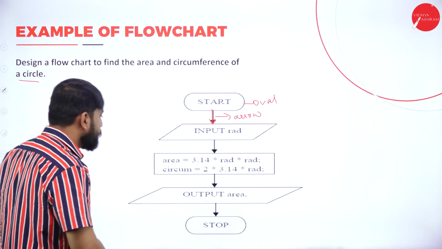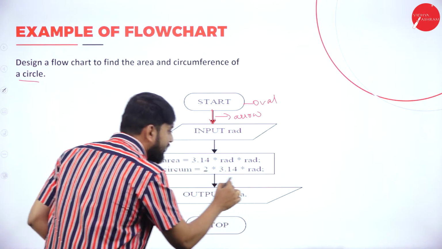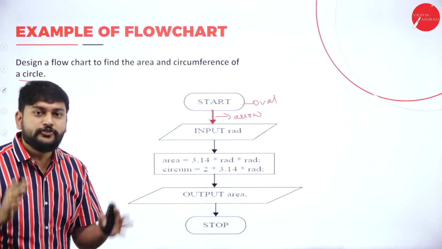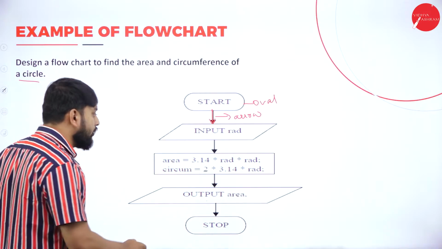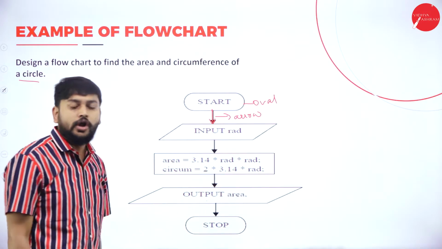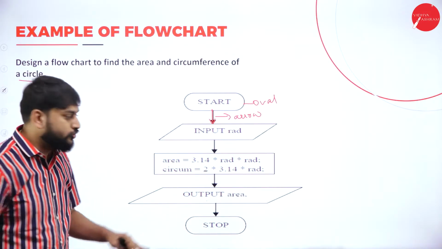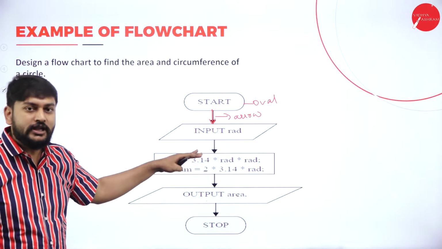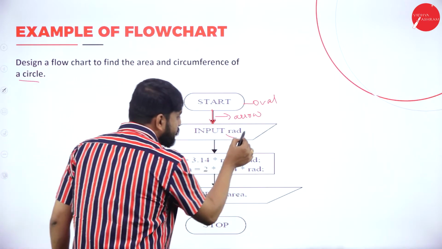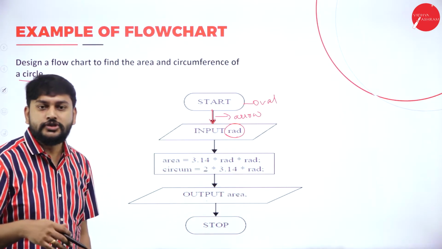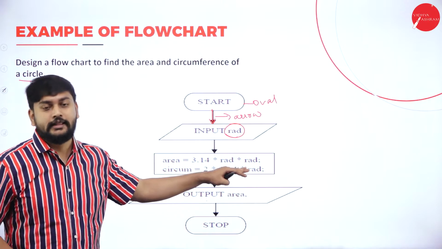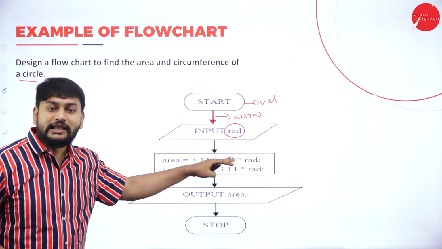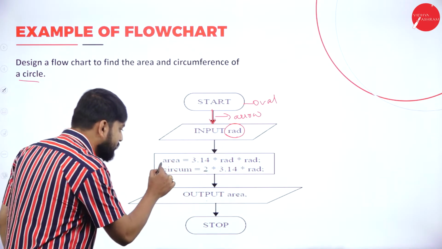So what next? I'm performing some calculation here. What is the formula to calculate the area? You all know that pi r square is the formula. So pi is 3.1413 into the radius, which you have taken as input from the user. So you are trying to calculate that, and that is the area.